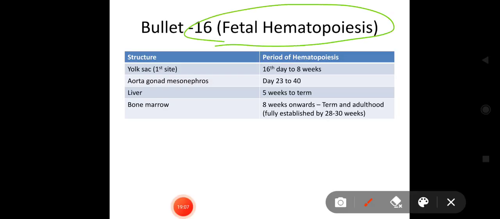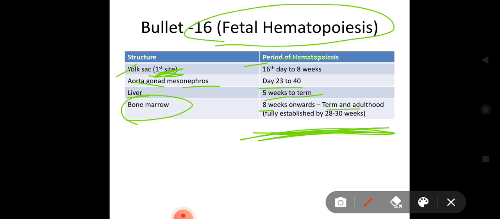Fetal hematopoiesis: structure and period of hematopoiesis. The yolk sac is the first site. A question can be asked: what is the first site of hematopoiesis in the fetus? So the yolk sac. The period is the 16th day of life to 8 weeks. Aorta, gonad, mesonephros: 23 to 40 days. The liver comes into action at 5 weeks to term, and bone marrow from 8 weeks onwards, to term and adulthood, fully established by 28 to 30 weeks.